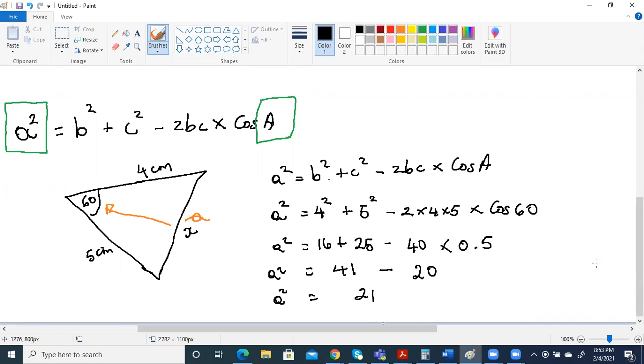I don't think I have any more space. And so we have a squared, but we want a, so we're going to have to find the root of both sides. So a squared, root of 21, we're going to have a is equal to, what's the root of 21? Plug that in the calculator. 4.58. So that is us using the cosine rule just now.